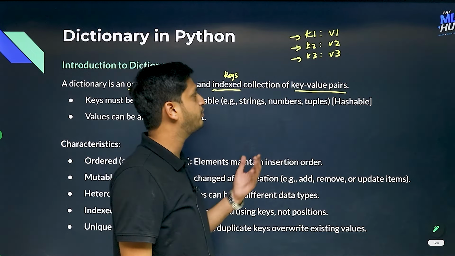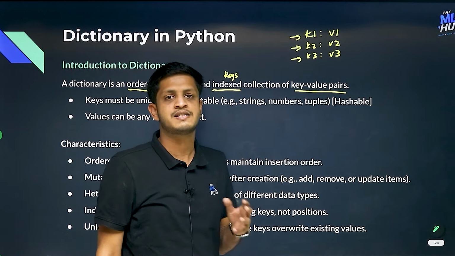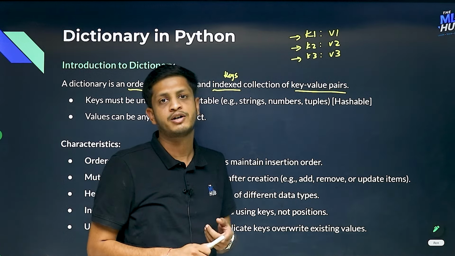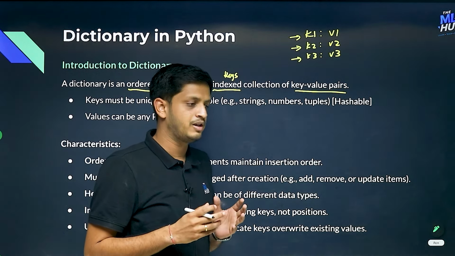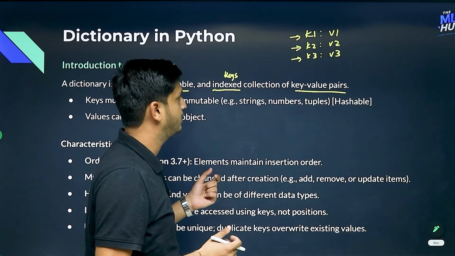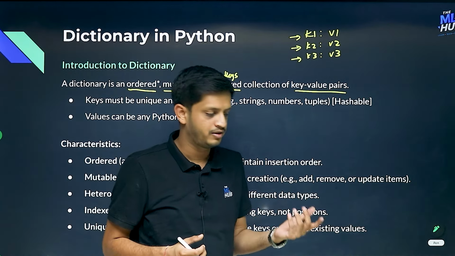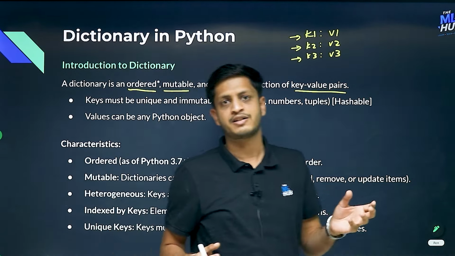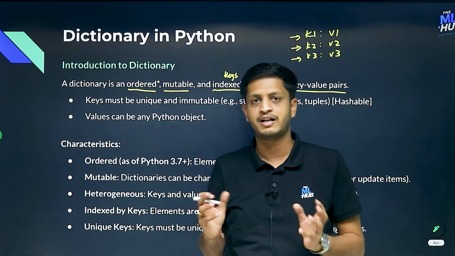The equivalent of this data type in other languages is map. You can create a map, unordered map, ordered map. So the equivalent of dictionary in other programming languages is a map, and in Python we create dictionaries to do that. You can store a key and an associated value for different key value pairs.